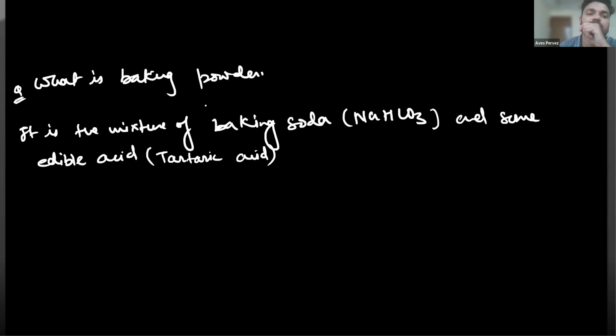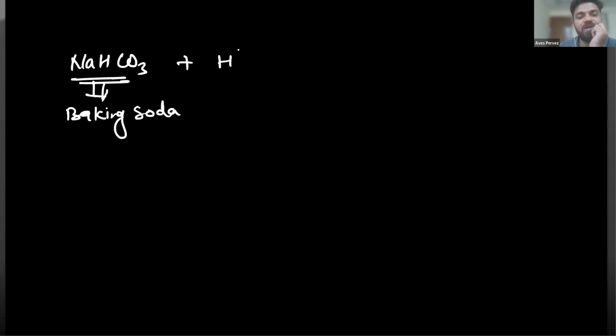Let me explain. This is sodium hydrogen carbonate. Is this baking soda or baking powder? Baking soda. And it is mixed with some edible acid. That will give you what? It will give you baking powder.